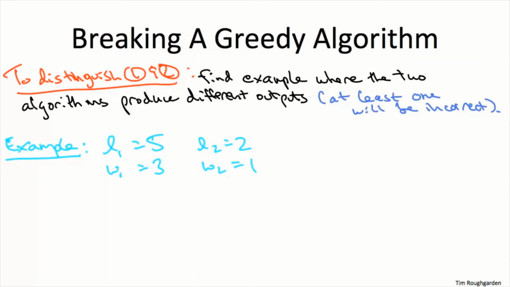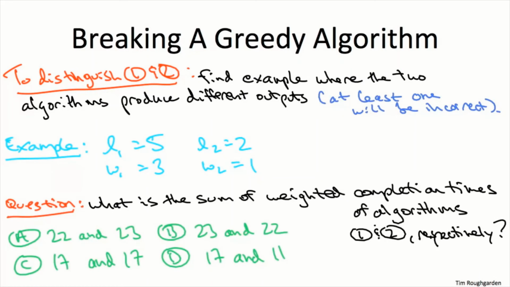So suppose I give you two jobs. The first one is both longer and more important than the other one. Specifically, its length is 5, its weight is 3. The second job, its length is merely 2, but its weight is merely 1. So what I want you to do is take our two proposed greedy algorithms, the first one which orders by difference, the second one which orders by ratio. I want you to execute them on this two-job input and compute the sum of weighted completion times, and then answer what is the sum of weighted completion times of the corresponding two schedules.